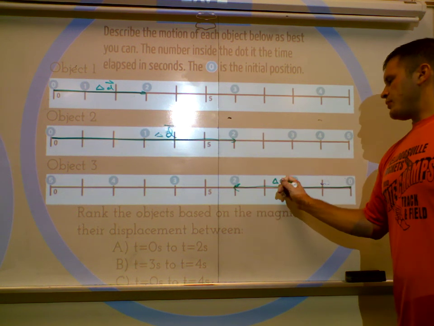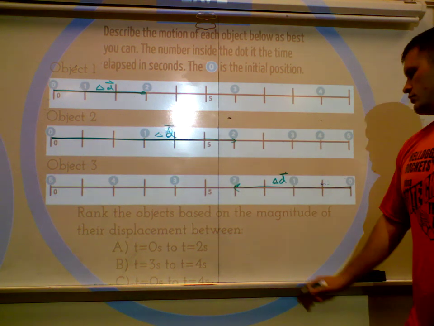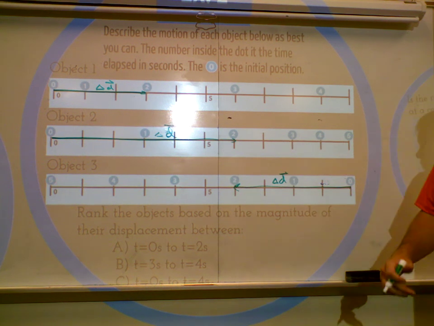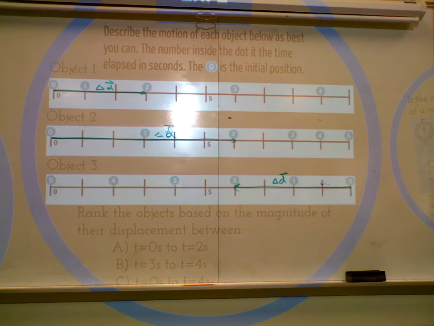So rank them based on their displacements from 0 to 2. Which one has the greatest displacement? Object 2. So this one's the biggest, right? Right. Which one's the next biggest? Object 3. Tied. Object 3, you sure? Yeah. No. What is negative?